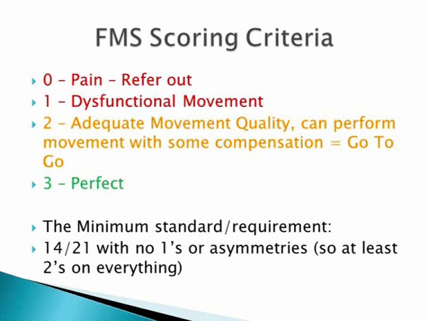And 3 is perfect. The minimum standard of movement quality with regards to the functional movement screen is a 14 out of 21 with no 1s or asymmetries, so at least symmetrical 2s on everything. Now this doesn't mean that a specific individual will not get injured. This just shows that a specific individual has the minimum standard of movement quality that should allow them to withstand the stressors of a strength and conditioning program or any physical activity that they engage in.